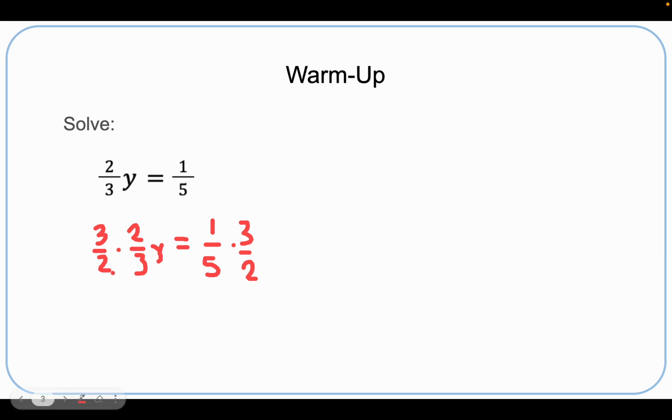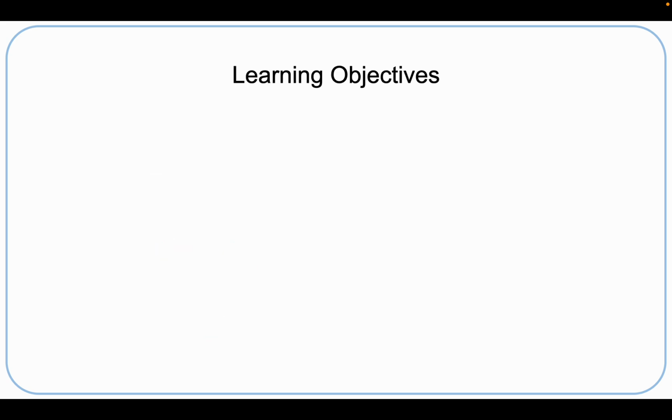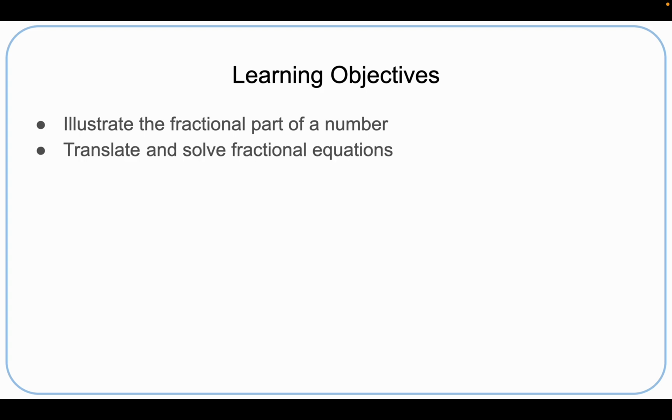So we're going to multiply the right side of our equation by 3/2. And then on the left side here, these fractions cancel out and we're left with y equals 3/10. And if you need a refresher at all with multiplying by the reciprocal, you can go back to lesson 40. And it will come in handy with our lesson today. Our learning objectives today are to illustrate the fractional part of a number and to translate and solve fractional equations.